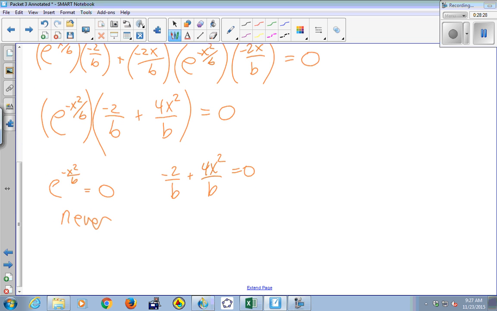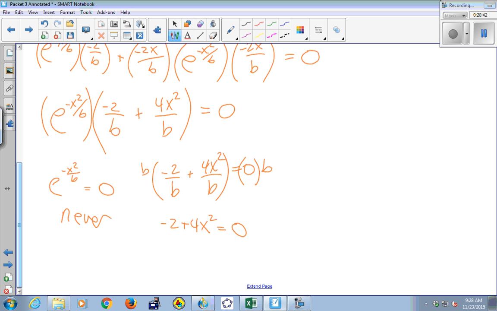Yeah, so I'm going to multiply both sides of this equation by b. Hate fractions. So I have negative 2 plus 4x squared equals 0. All my b's just canceled. So 4x squared equals 2. X squared equals 1/2.